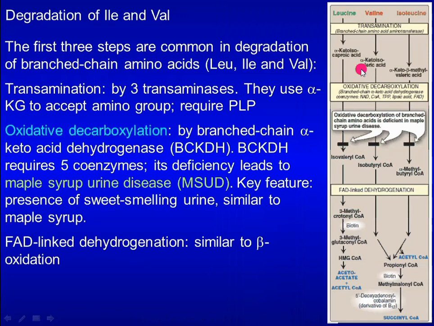Here, transamination is catalyzed by one of the 3 transaminases. They use alpha-ketoglutarate to accept the amino group. They require PLP as coenzyme.